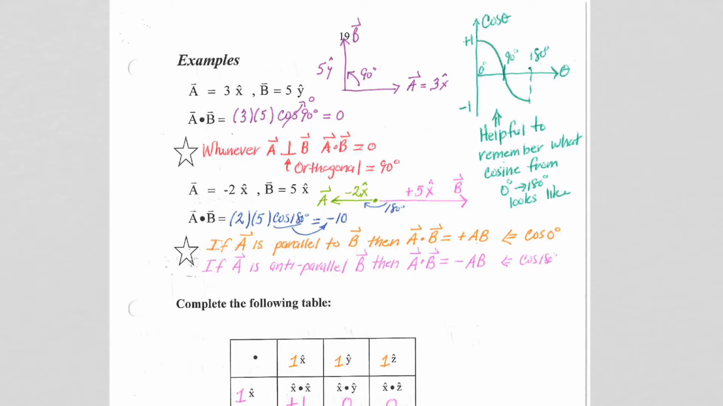So if you're given the vector A is 3x and the vector B is 5y, and we want to take the dot product, we do what we always do. We draw them from a common origin. We become dot product taking machines. Magnitude of the first, magnitude of the second, cosine of the angle between the two. But this is really important. We get cosine of 90 degrees, which is 0.